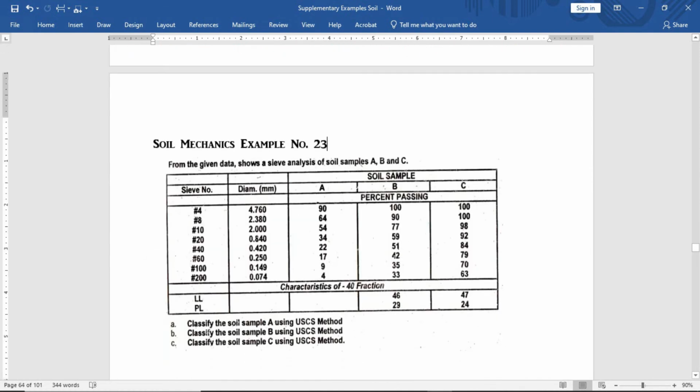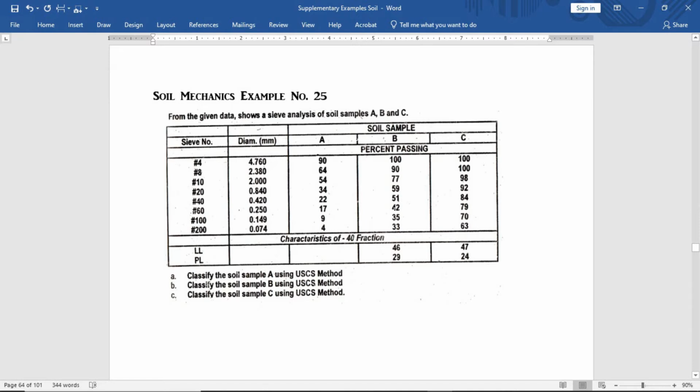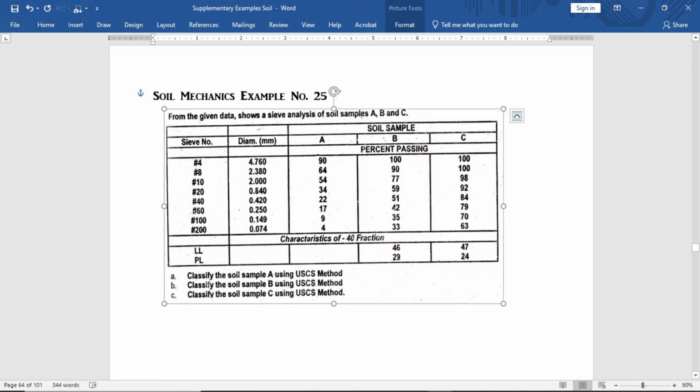So, next problem. And last problem natin for US soil classification. Ito na yung last problem natin. What we have here is a table, a given. Halos pareho lang siya kanina. Kaso, we are using USCS method.